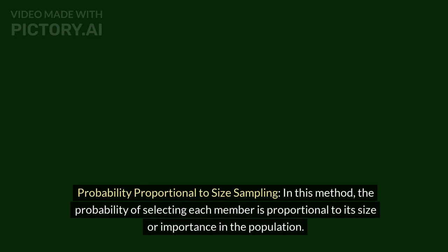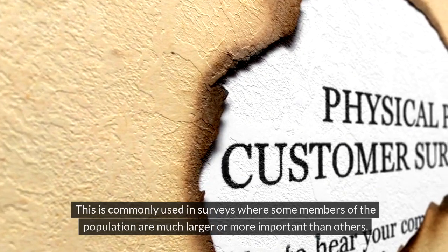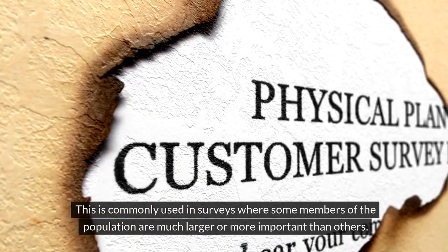Probability proportional to size sampling. In this method, the probability of selecting each member is proportional to its size or importance in the population. This is commonly used in surveys where some members of the population are much larger or more important than others.